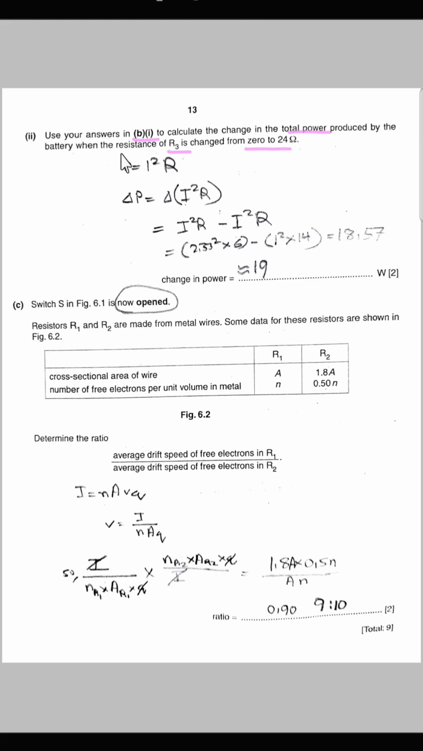As we know, when resistance or current is changing, we can use this equation: power is equal to I squared R. So the change in power would be the change in I squared R. That means the initial I squared R minus the final I squared R. For this, we know the initial value of current and resistance, and we also know the final value of current and resistance.